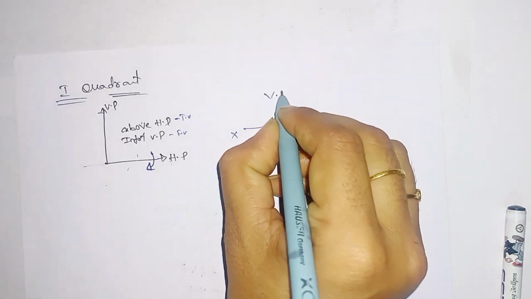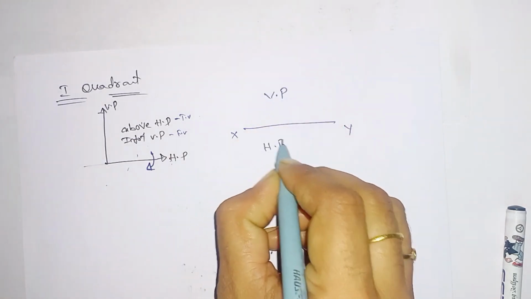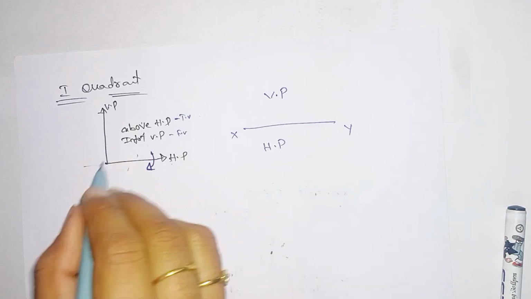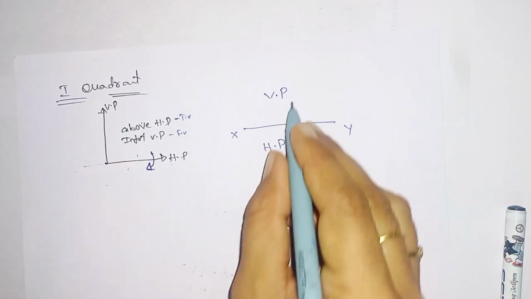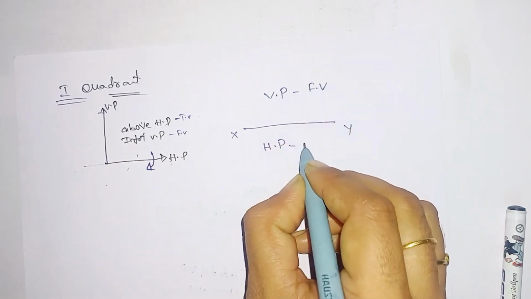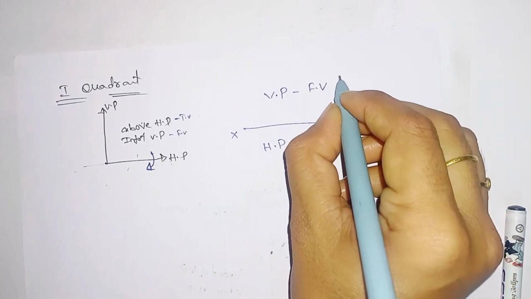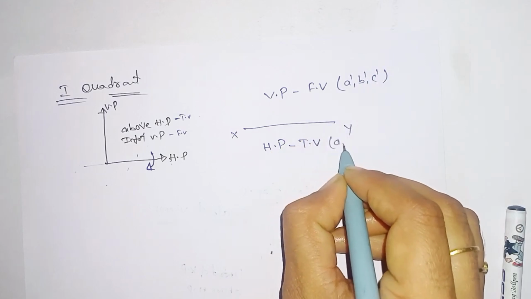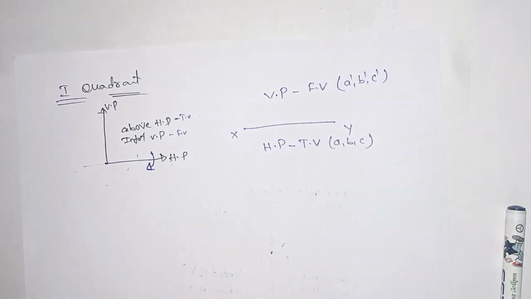Above is VP and below is HP. When it moves clockwise, the HP line comes downside and VP comes upside, and the middle one is the reference line, HP and VP. VP means frontal view, and HP means top view. Here the front view names are A prime, B prime, C prime, and the top view names are A, B, C. This is the first quadrant. In the first quadrant, above the reference line is VP and below is HP.